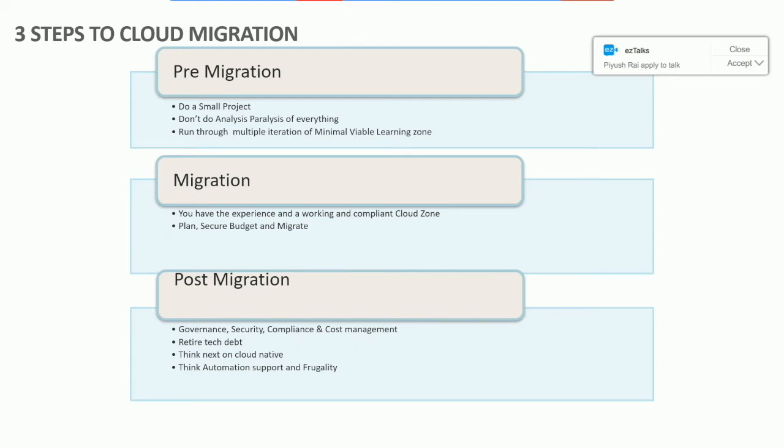So the minimal viable learning zone is the one that I was talking about initially. You create a minimal viable cloud hosting zone on one of the cloud providers. Do a deployment, and then whatever you learn from that deployment, you go and do it again. In that way your learning will improve, your MVL, minimal viable landing zone I would say, will increase from version 1 to version 2 to version 3. The way you build your application, minimal viable product 1, 2, 3, and then the final product comes in.